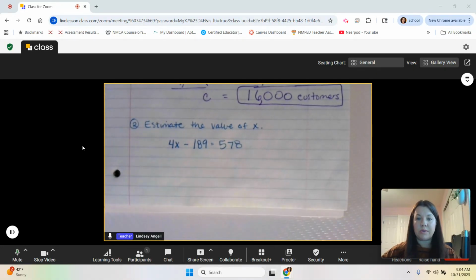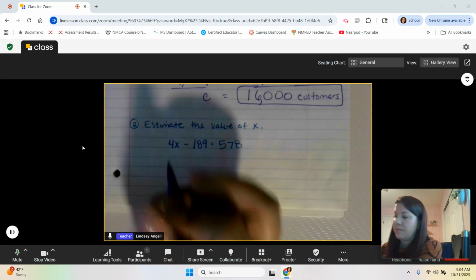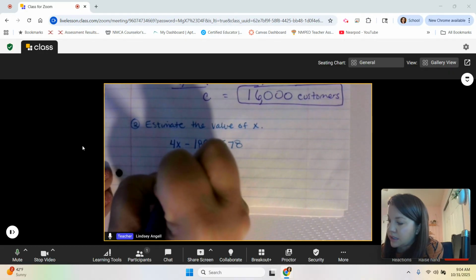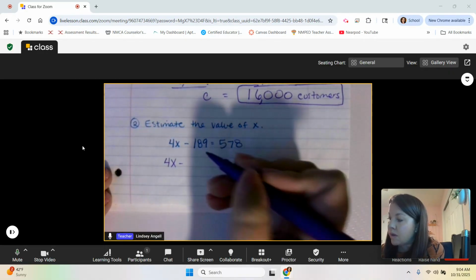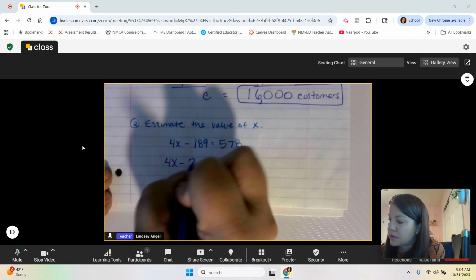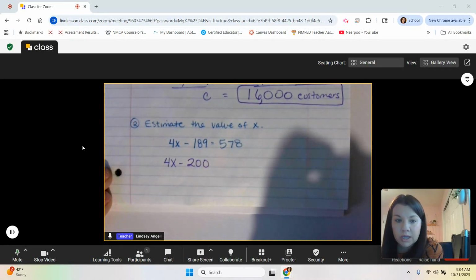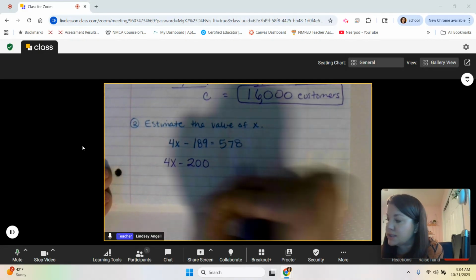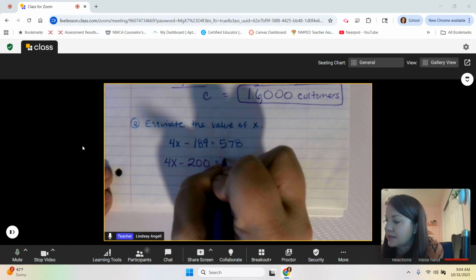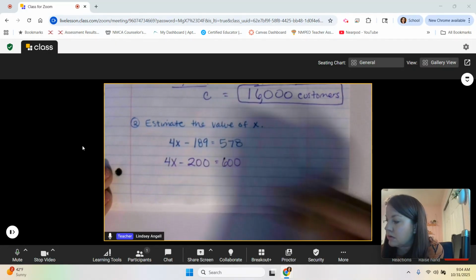All right, number 2, estimate the value of x. And this is number 2 on your practice. All right, so 4x, that seems okay to me. I don't think we necessarily need to change 4x, but 189, that's pretty close to 200. So we could estimate that at 200. 578, that seems very close to 600, right?